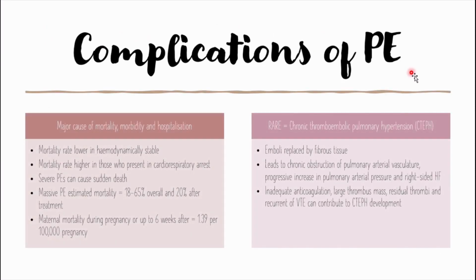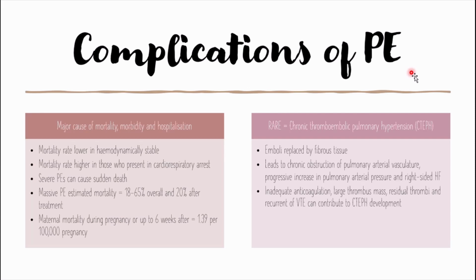In terms of complications of PEs, they are a major cause of mortality, morbidity and hospitalisation in the UK. The mortality rate is lower if the patient presents hemodynamically stable and significantly higher if they present in cardiorespiratory arrest. If a PE is severe enough, it can also cause sudden death. A massive PE, which is a PE where the systolic pressure goes below 90 or has decreased by 40 for at least 15 minutes, has a mortality rate of 18 to 65%, but this is lower to 20% after treatment. Out of 100,000 pregnancies, 1.39 mothers die during the pregnancy or up to 6 weeks after the birth due to a PE.